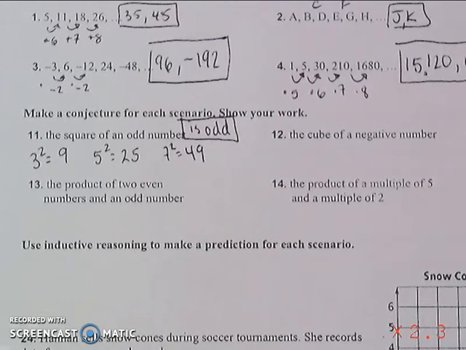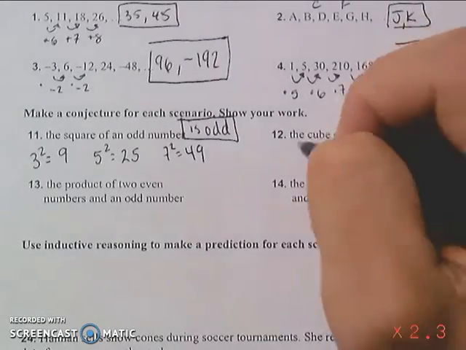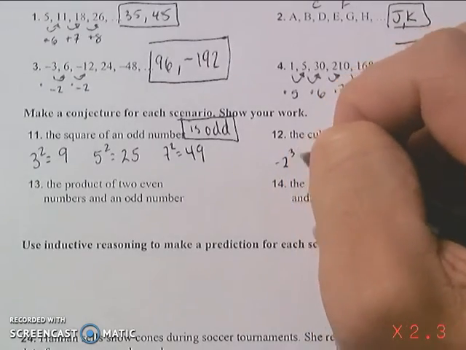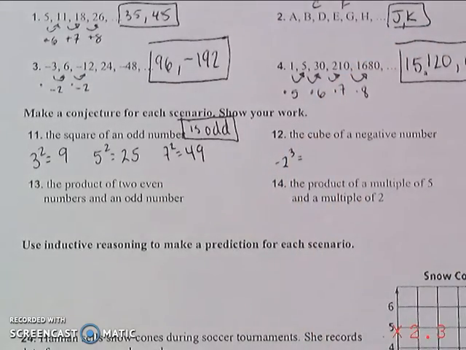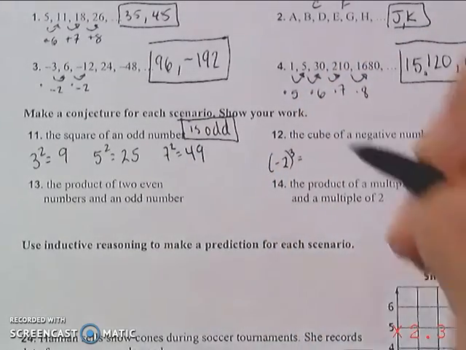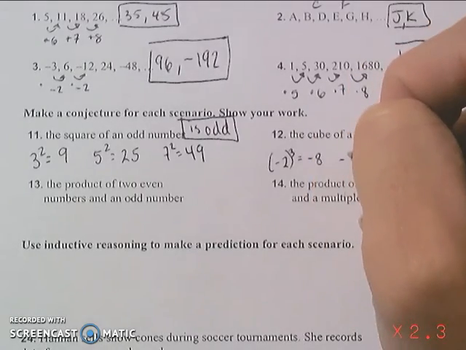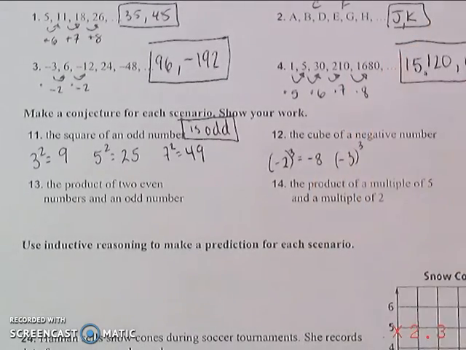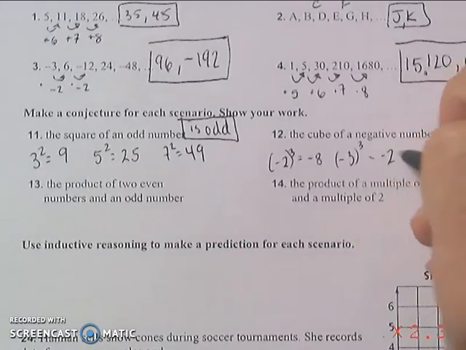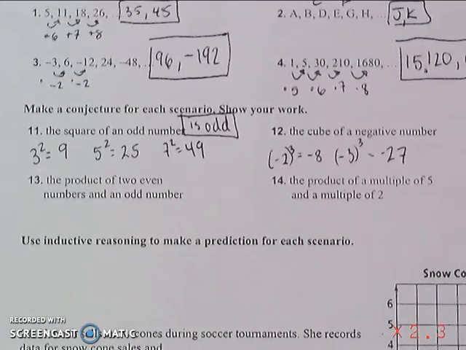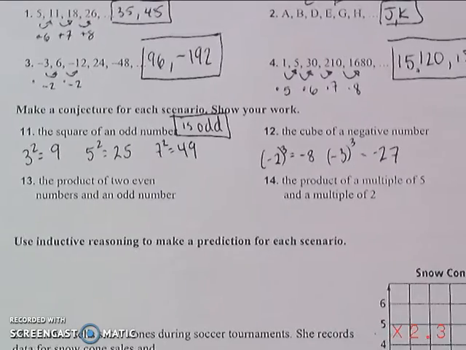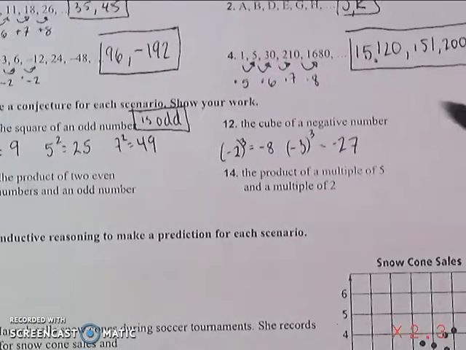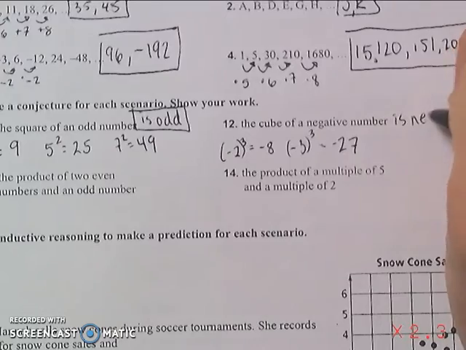So 12, the cube of a negative number. Okay, so -2 cubed, that's the equivalent of, let's put parentheses around that, -2 times -2 times -2, that's a -8. -3 cubed, that's going to be -3 times -3 times -3, which is a positive 9, times a -3, which is a -27. So it looks like whenever I cube something that's negative, it stays negative. So the cube of a negative number is negative. Okay?